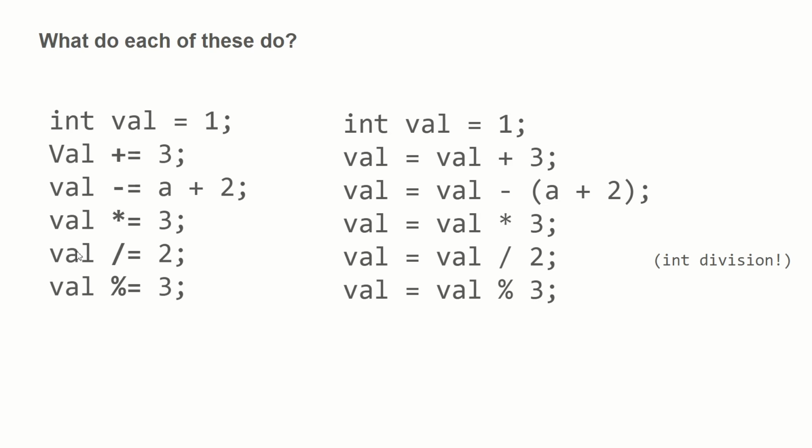A couple other notes here. Because val is an int, performing divided equals 2 is the same as saying val equals val divided by 2, but it's going to be integer division. That wouldn't be the case if val was declared as a double, because in that case, one of the things being divided is a double, and so integer division wouldn't apply. So you've got to be careful about that.